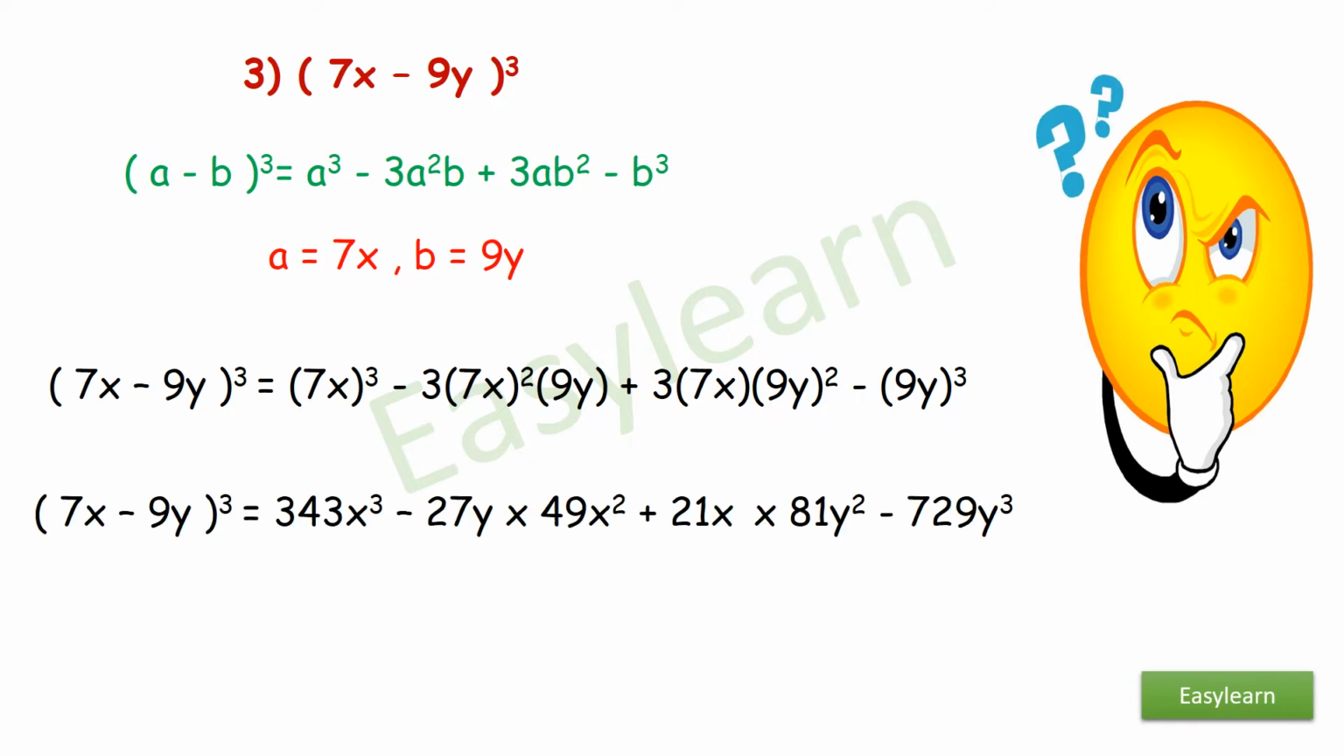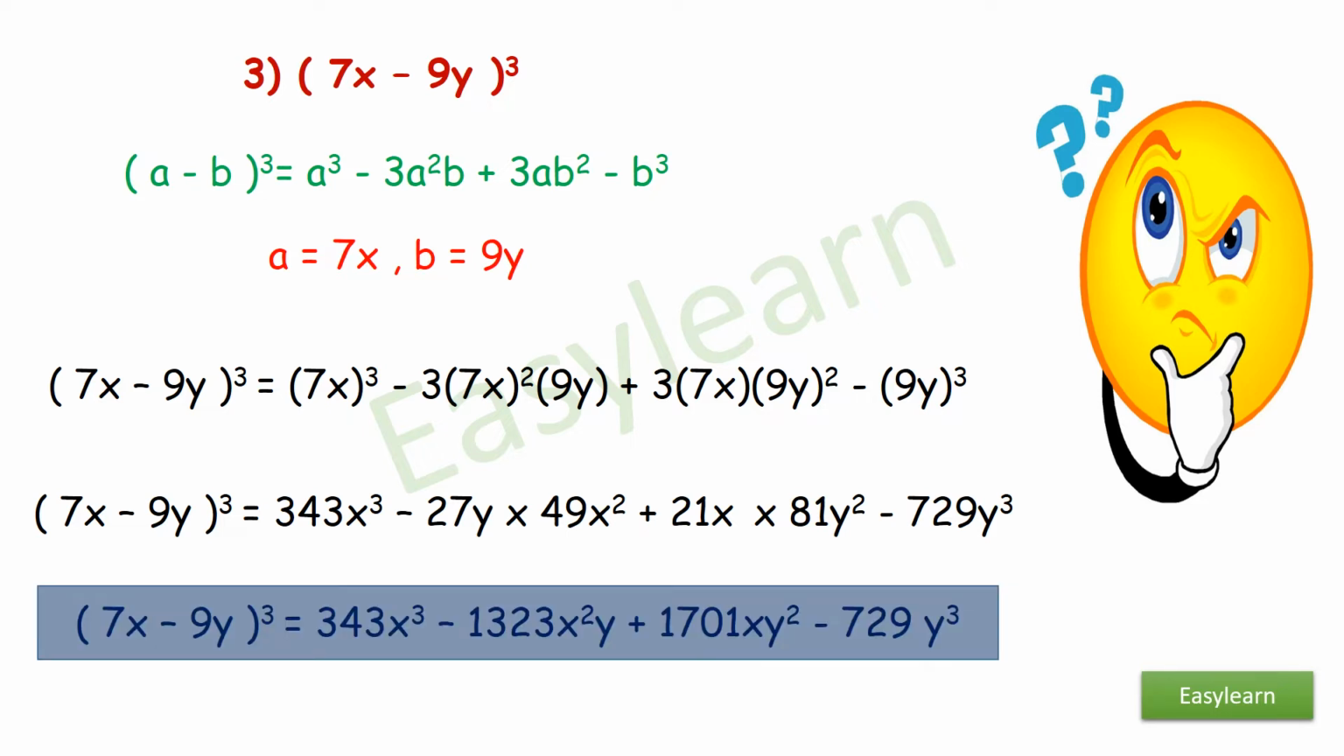Now 7x the whole cube is 343x cube minus 27y into 49x square plus 21x into 81y square minus 729y cube. Therefore, the answer is 343x cube minus 1323x square y plus 1701xy square minus 729y cube.